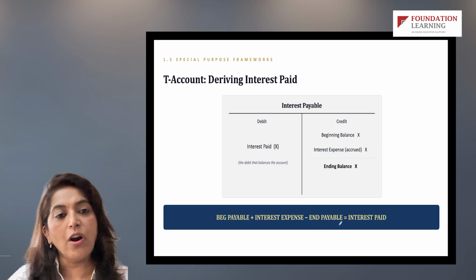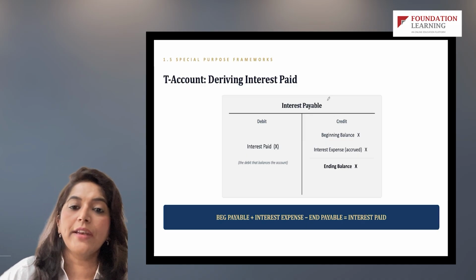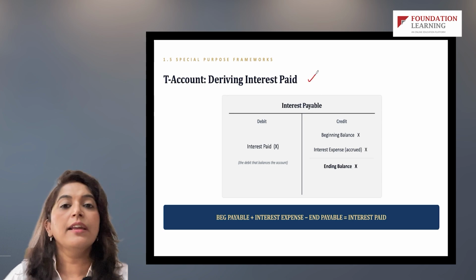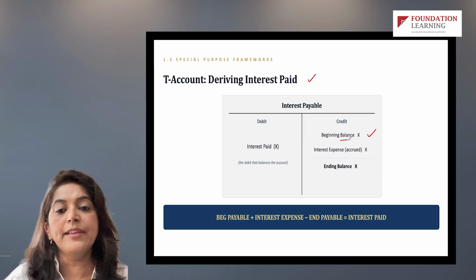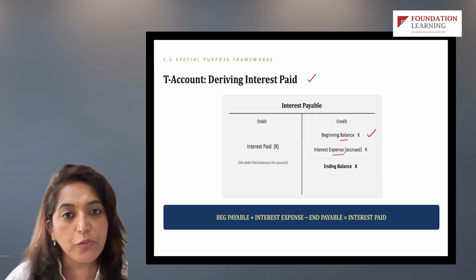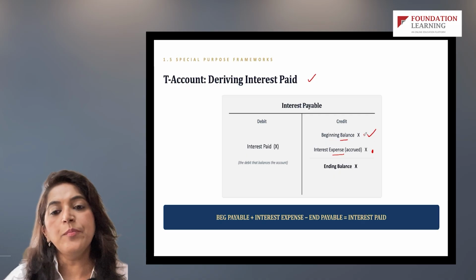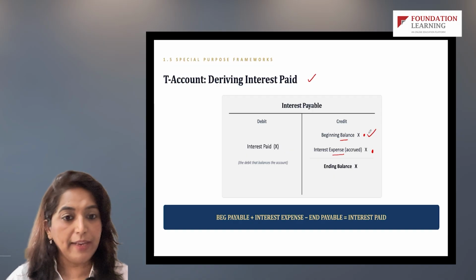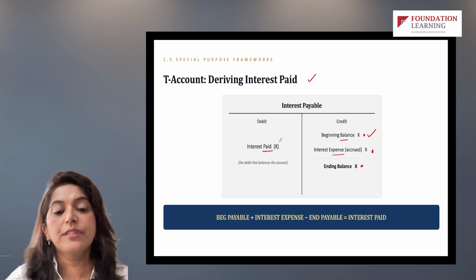Now a sample for a liability, which is interest paid. Let's see how you can calculate it. We are creating a T account ledger. So we'll have a credit balance, the beginning balance, plus the new interest which is accrued, let's say for a bond, etc. Some interest is accrued for the year. There is some beginning balance for interest which is yet to be paid, and then this plus this minus this will give you this. So beginning interest payable plus expense minus ending payable gives you interest paid.